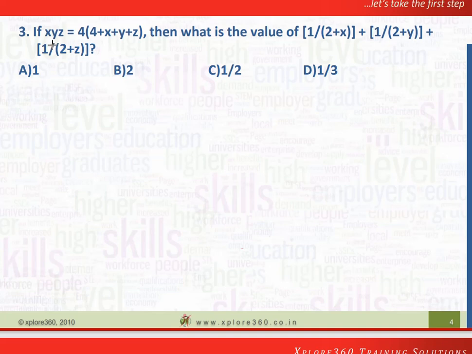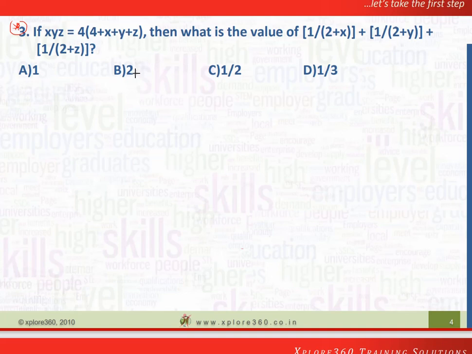Here you have to solve an equation: xyz equals 4 into (4 plus x plus y plus z). Then what is the value of 1 by (2 plus x) plus 1 by (2 plus y) plus 1 by (2 plus z)? Here only one equation is given and there are three different variables and they ask for these values. So normally when you see this type of question, you skip this question, right?